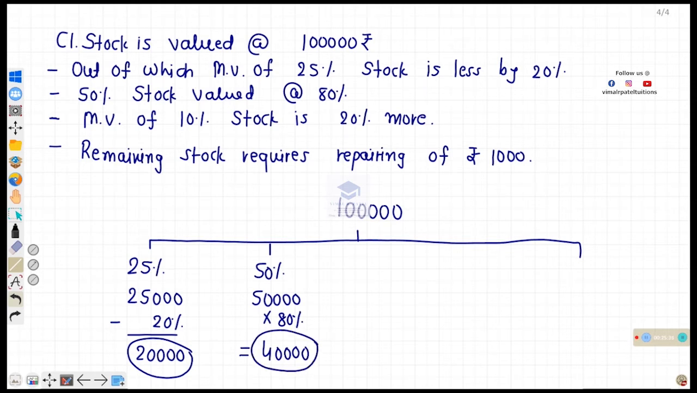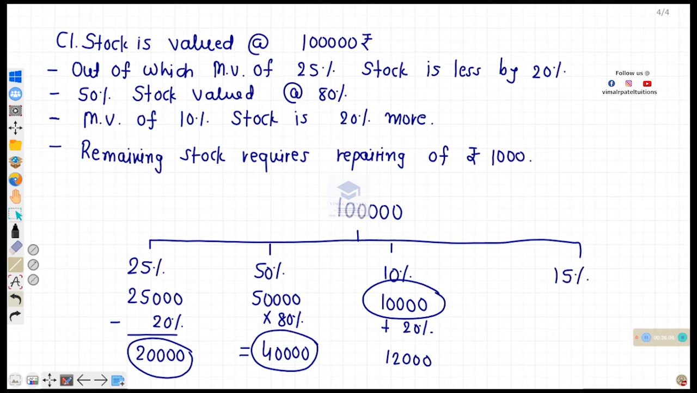Then 10%, that is 10,000, is valued at 20% more. So that is 12. So value is 10,000, which is less. And remaining stock means 25%, 50%, 10%. So remaining 15% will need repairs of 1,000. So repairing expense will be subtracted.